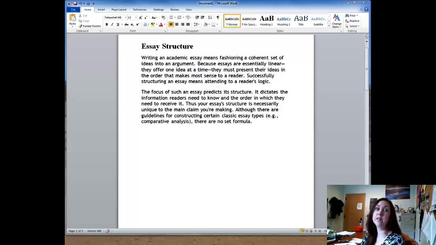Now, one of the first things that I'm going to tell you, there is not a set structure. There is no formula for writing a strong essay. There are lots of ways to write a strong essay. No single formula is always going to work every time. There are, however, going to be some expectations about things that you include in an essay.